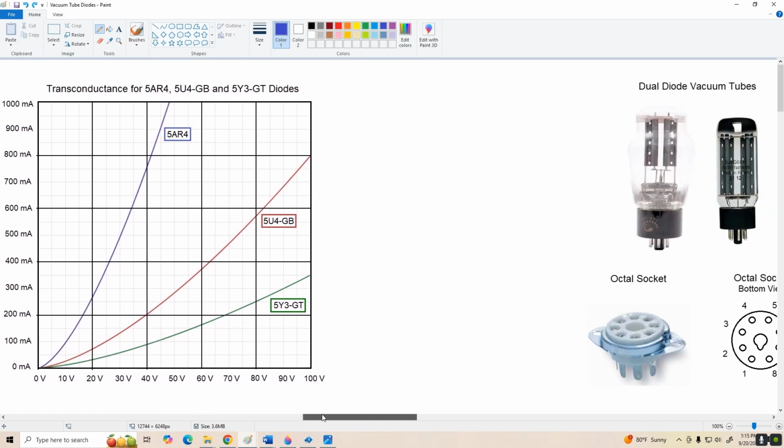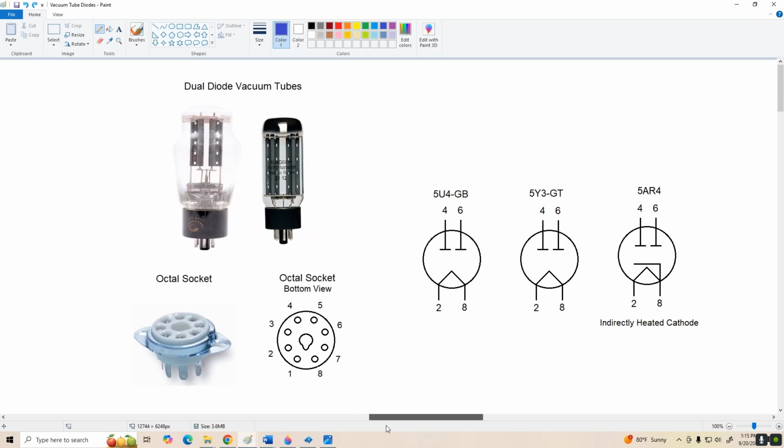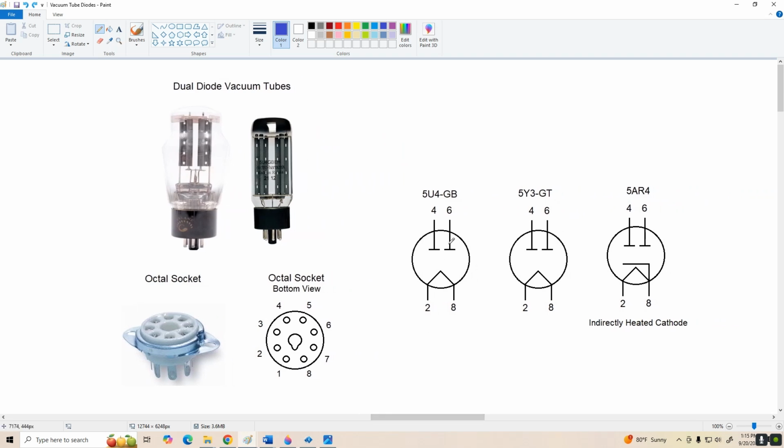Now let's take a look at these three rectifier or diode tubes that I've talked about. They're all 8-pin octal socket tubes. You're either going to get them in this large Coke bottle format glass envelope or this smaller version. The socket is shown down here. This is the numbering system for the socket, looking at it from the bottom. And notice that these are all dual diode tubes, because the power supplies we're going to typically make using these diodes use a two diode full wave rectifier configuration. We'll take a look at that in the next video.